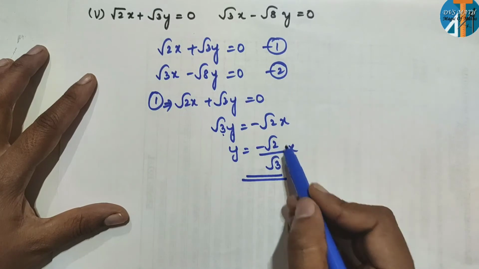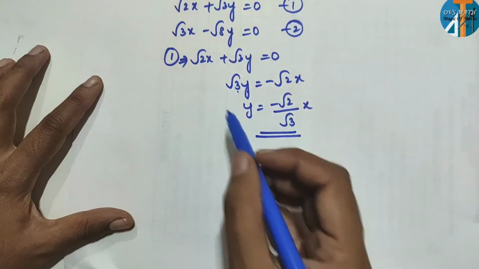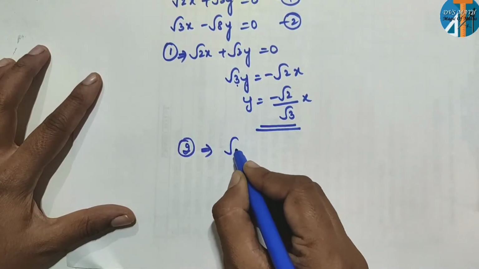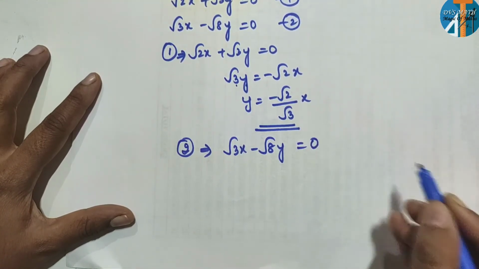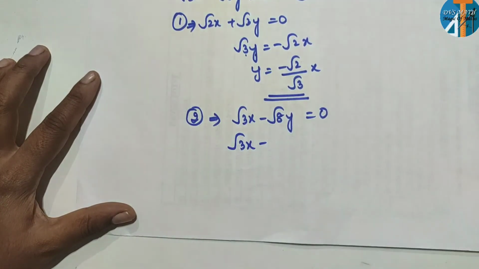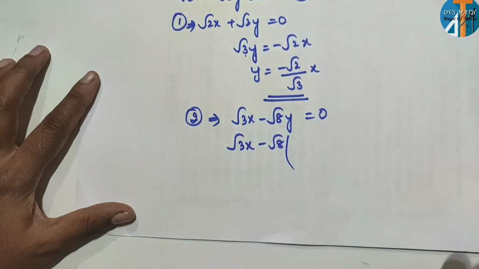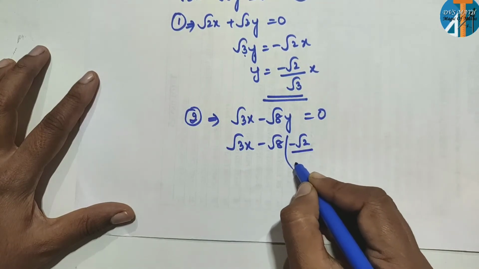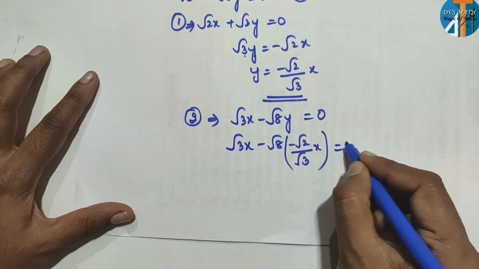So if it comes to the RHS, it is division. So minus root 2 by root 3x. Now let us take equation 2. Root 3x will be as it is, minus root 8y is equal to 0. Root 3x will be as it is, minus will be as it is, root 8 will be as it is. Only thing is we have to take this one. So minus root 2 by root 3 x is equal to 0.